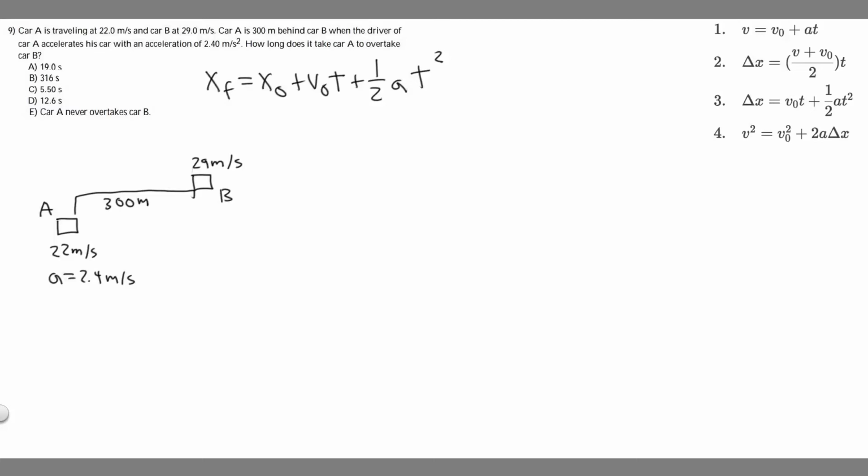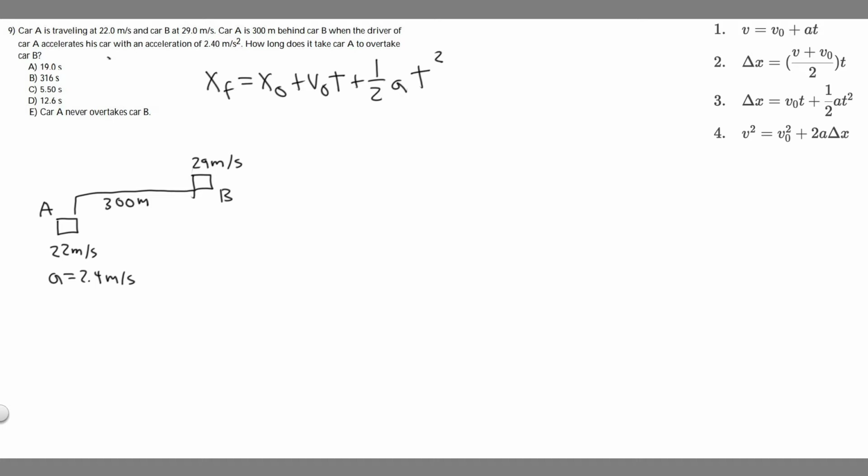In this problem, we're told car A is traveling at 22 meters per second and car B is traveling at 29 meters per second. Car A is 300 meters behind car B when the driver of car A accelerates his car with an acceleration of 2.4 meters per second squared. How long does it take car A to overtake car B?